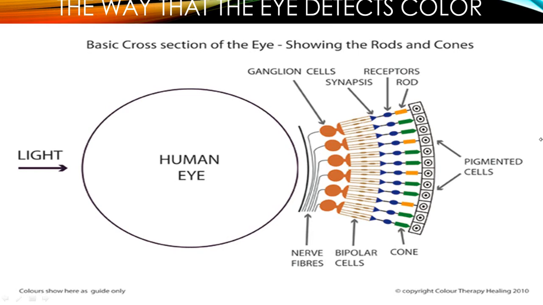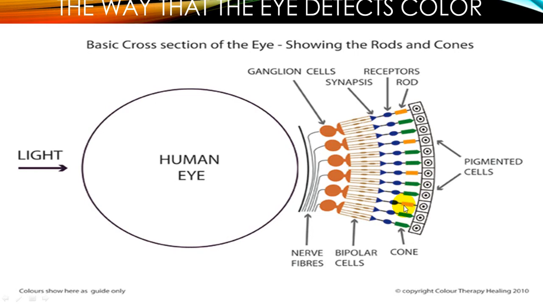Okay, so how does the eye detect color then? Let's bring color into it. So we're looking at the eyeball. At the back is the retina. Okay, and there's the pigmented cells right here, and these special cells called rods and cones. So here are the rods. There's a lot more rods. This doesn't really show it.